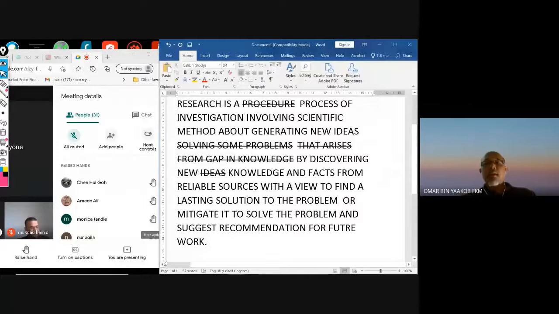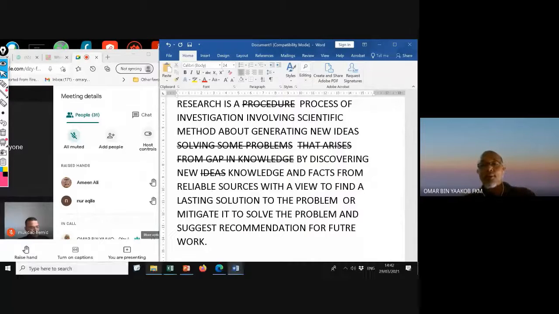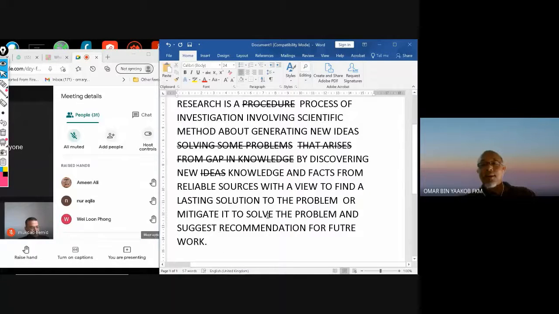Okay, research is a process of investigation involving scientific method about generating new ideas by discovering new knowledge and facts. I think we are repeating ourselves there. Okay, from reliable sources with a view to find a lasting solution to the problem or mitigate it, to solve the problem. I think we are also repeating here, and suggest recommendation for future work. Can I suggest that we delete this one?